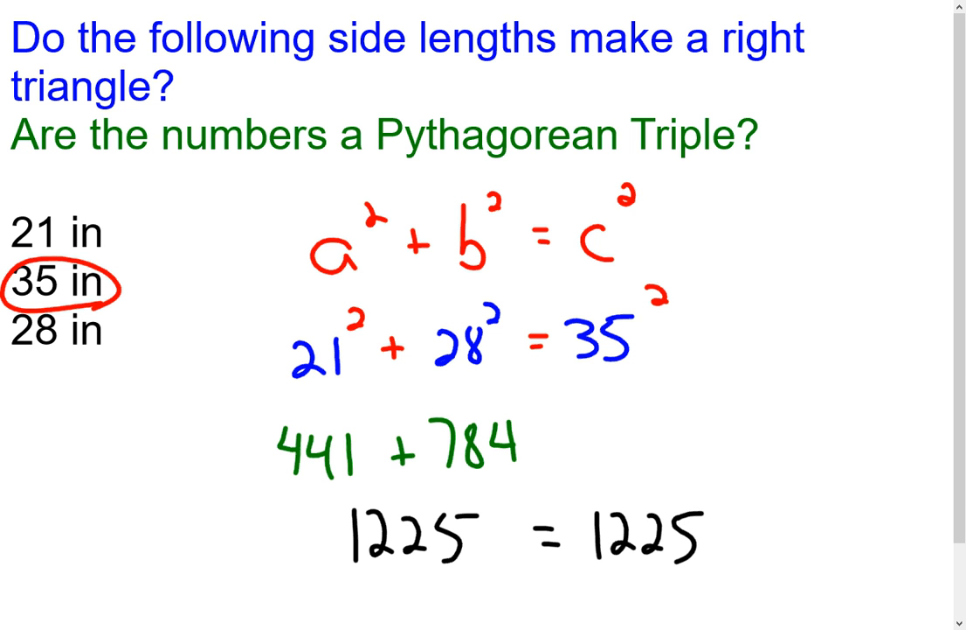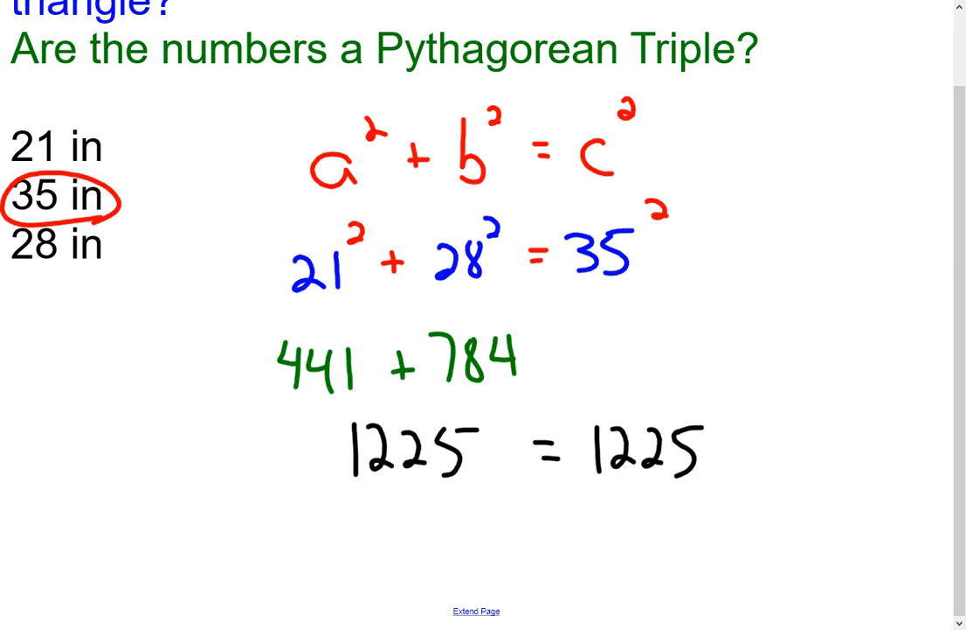So to answer my first question, do the following side lengths make a right triangle? Yes. So it's going to go like this. Yes, it's a right triangle. I'm going to abbreviate triangle with the little symbol.